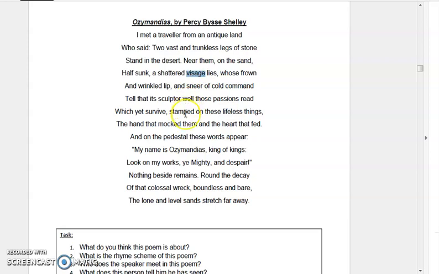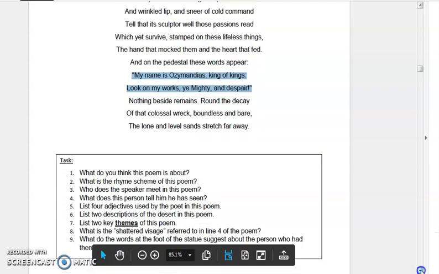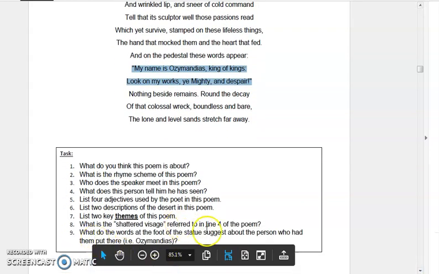We've got visage, which is basically someone's facial expression, or a person's face. Okay. We've also got pedestal. You may have heard the saying, put on a pedestal. A pedestal is basically the base of a statue. Usually it would have some form of writing on who the person was or what they've said, and through the example here it says, My name is Ozymandias, King of Kings. Look on my works, ye mighty in despair. It's basically suggesting, if we're relating this to the question at the bottom, what the words on the foot of the statue suggest about the person who had them put there.